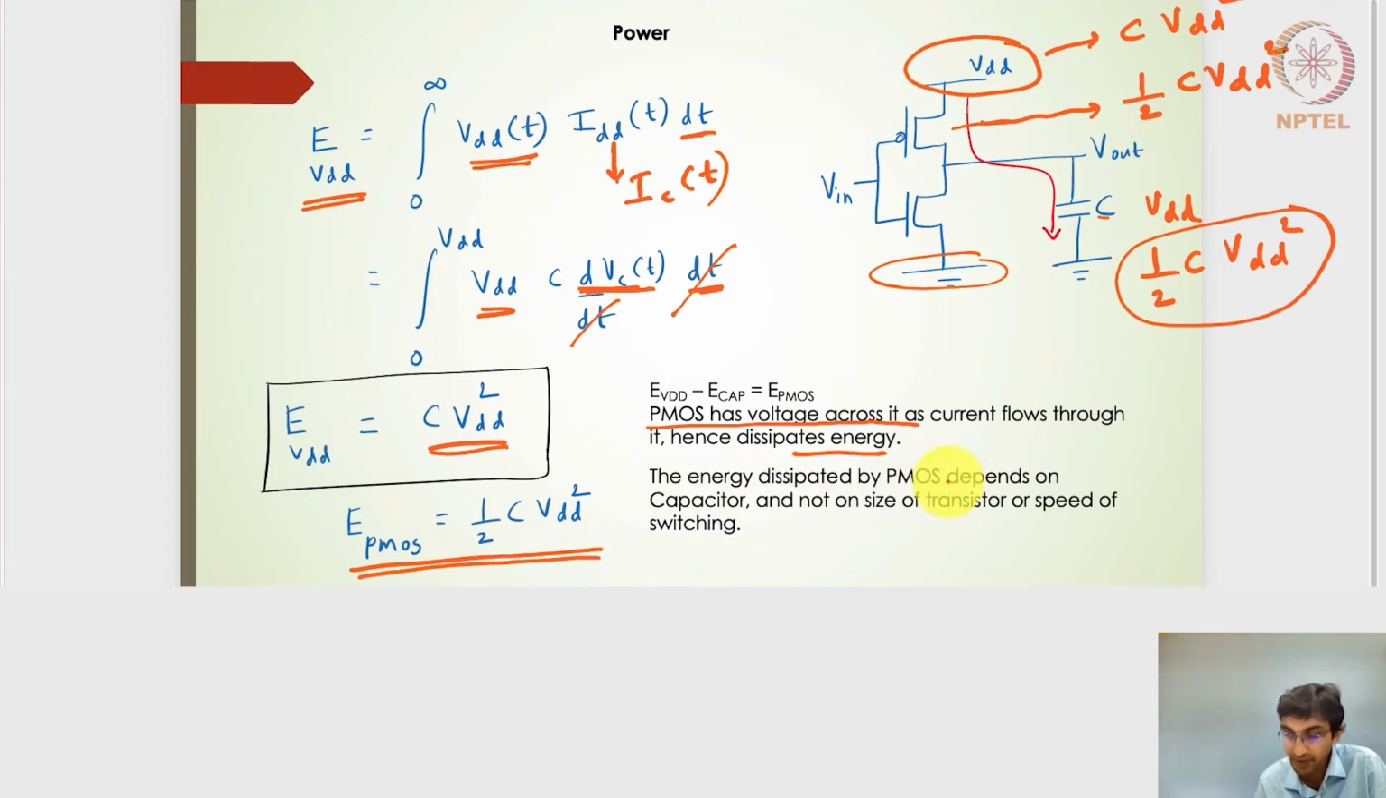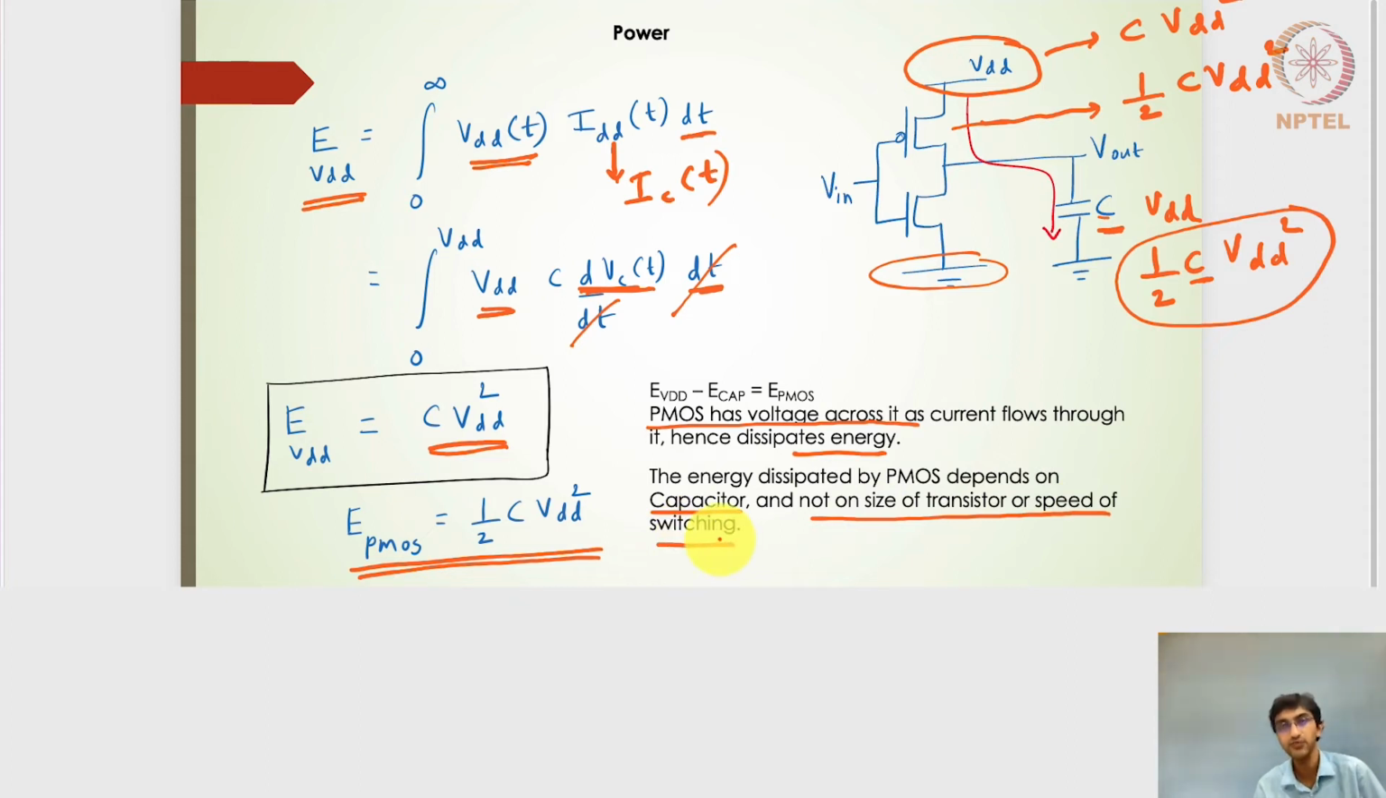The energy dissipated by PMOS depends on the capacitor. Of course, the capacitive load here, whatever is the capacitor size, whether it is 20 femtofarads or 20 nanofarads or picofarads, based on that, it will dissipate this amount of energy. Because based on this capacitor, I will have this current component which will be helping in charging this particular capacitor. So the energy dissipated by the PMOS depends on the load capacitance value, and not on the size of the transistor or the speed of the switching.